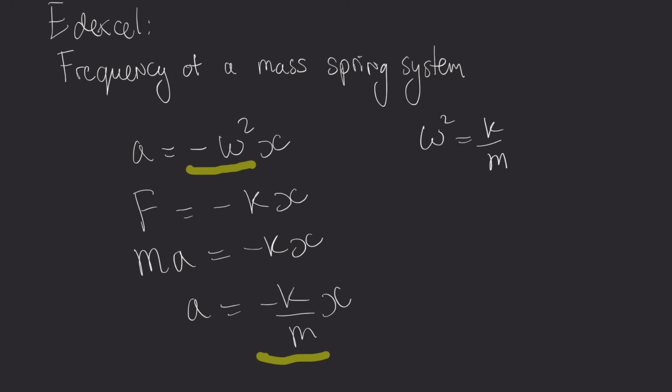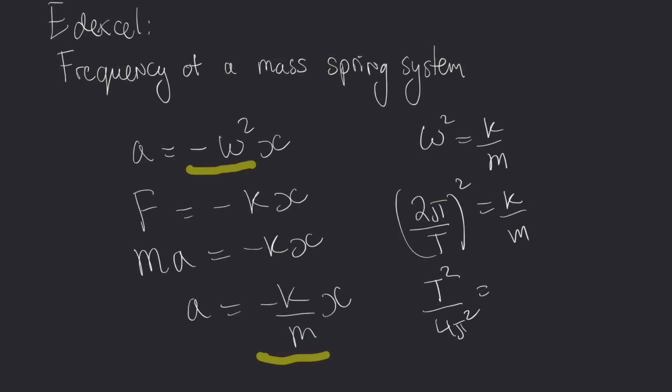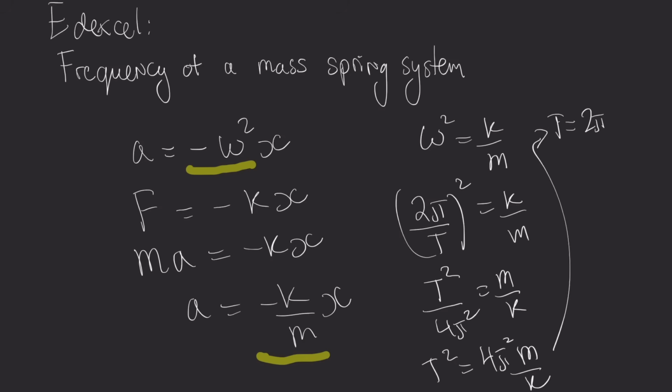This here means that 2 pi over the time period, squared, is going to be given by k over m. So let's flip everything. T squared over 4 pi squared will be m over k, meaning that T squared will be 4 pi squared m over k. Let's carry on here. T will be 2 pi square root of m over k.